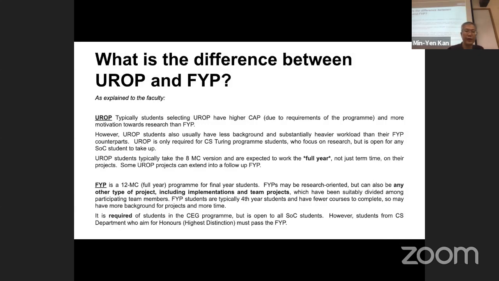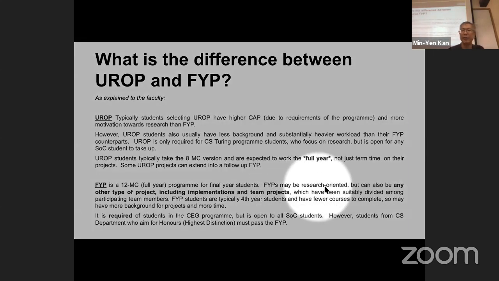Okay, FYPs, as I've written here, they can be research oriented, but usually they can be also other types of projects. Like I highlighted just now, there was a project about Orbital. That's a web development platform. It has nothing to do with research, okay? UROP, of course, the R stands for research, so we wouldn't allow you to do that for UROP, okay?